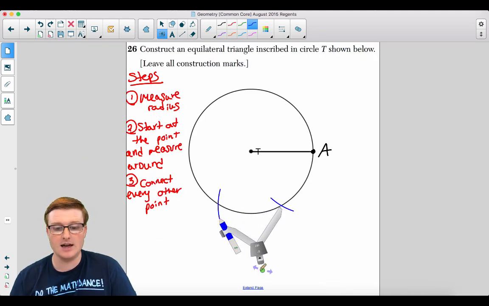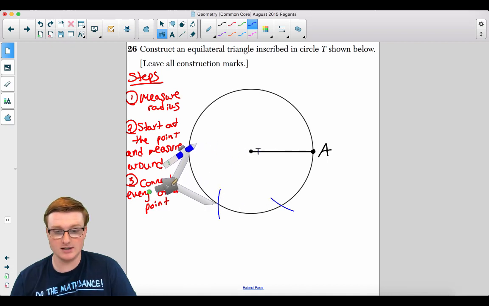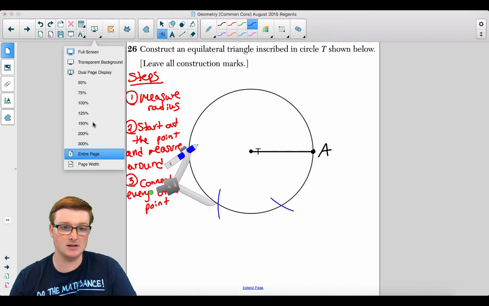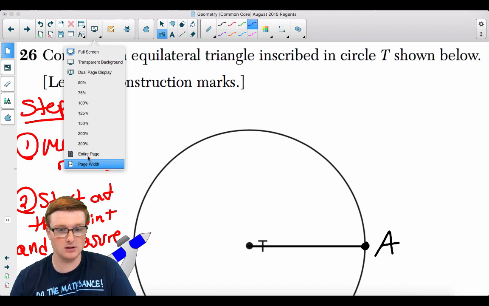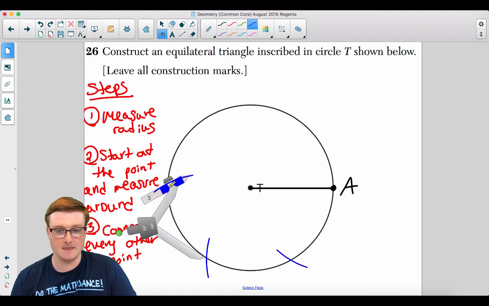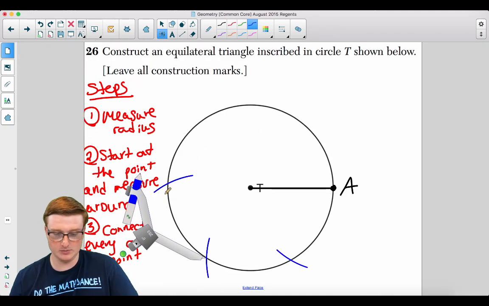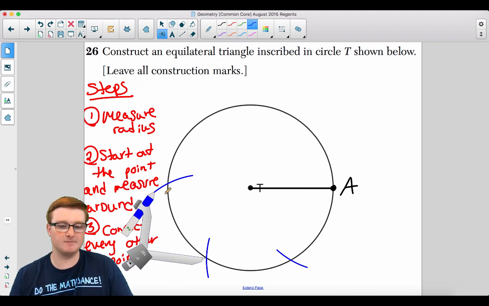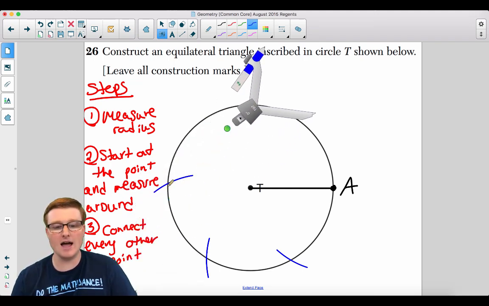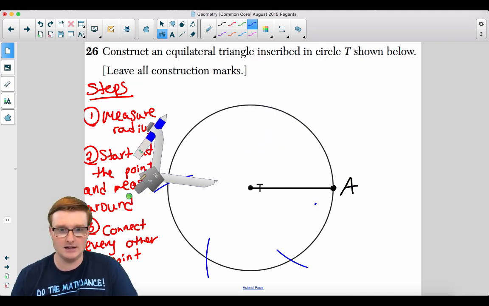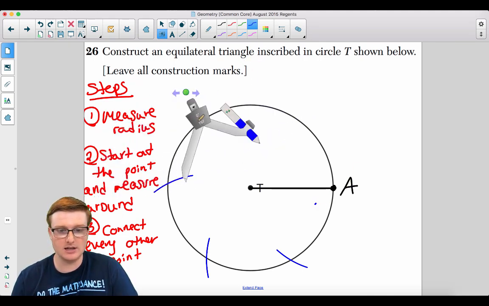Like that. And now we're just going to continue the process and repeat the steps that I just said to do. Now, what's nice about this construction is if you have a point and it meets up very close to the diameter, you're in pretty good shape. Because in theory, your last arc is supposed to swipe point A.